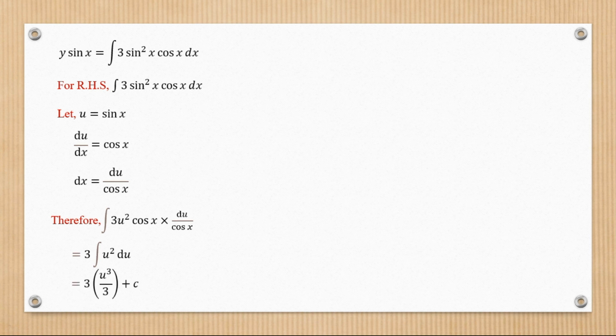Now remember that if we integrate u squared, we'll have u cubed over 3. You can say that this 3 and this 3 cancel and then we'll be left with u cubed plus c. But remember that u is actually sin x, so we have sin cubed x plus c. So we're going to take that back, and therefore we now have y sin x being equal to sin cubed x plus c, and that is our answer.